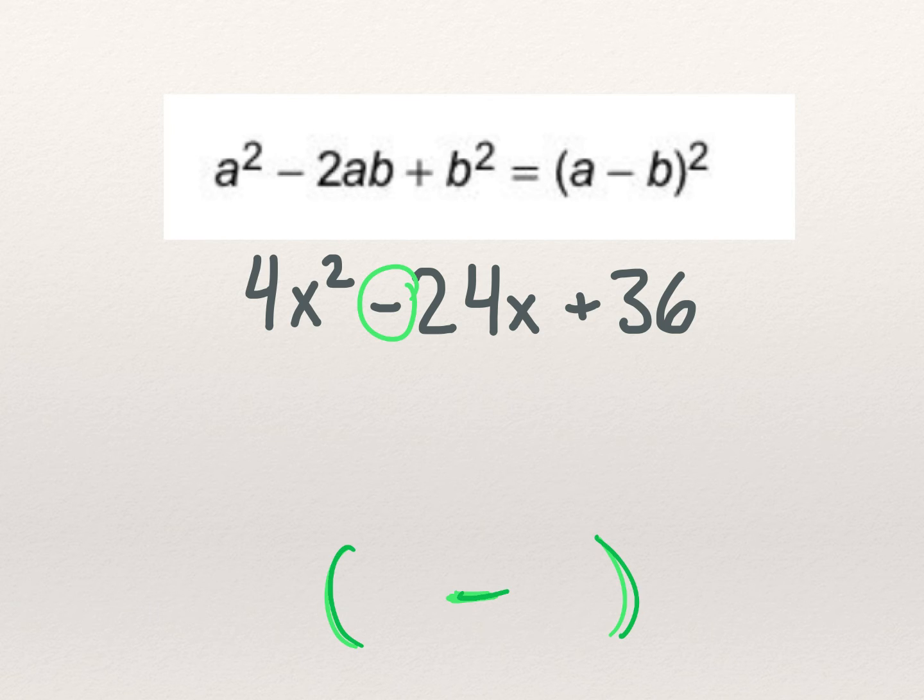So 4x squared is a perfect square. What times what gives us 4? 2. So this would be 2x. And what times what gives us 36? 6. So I just put the 2 and the 6 in here. So 2x minus 6, and then we square.